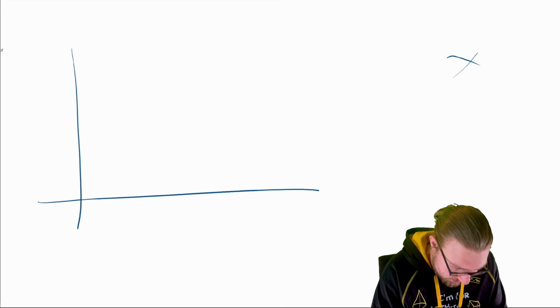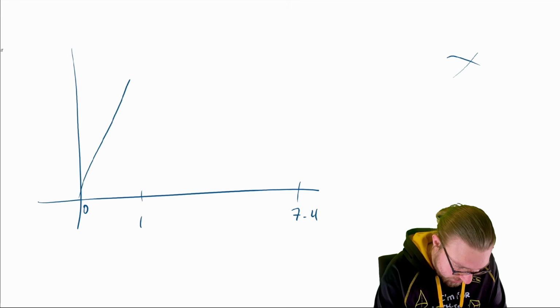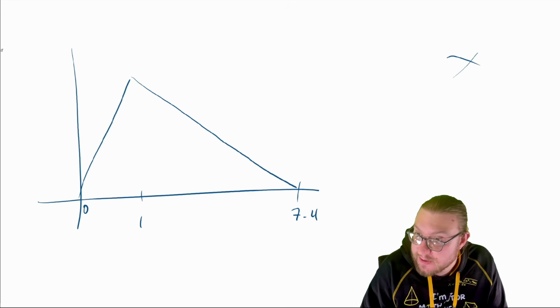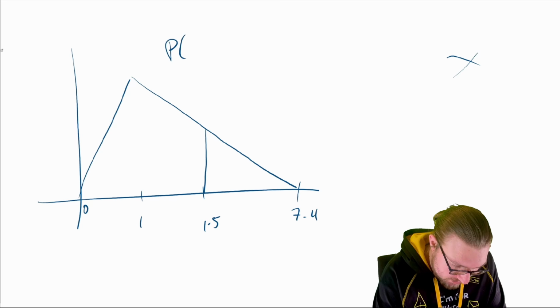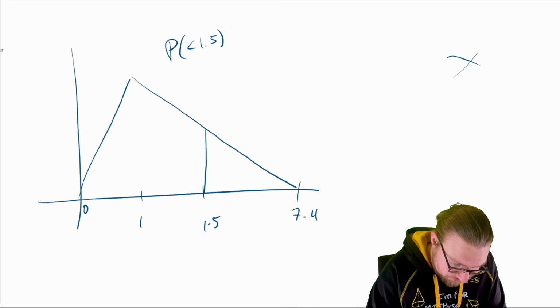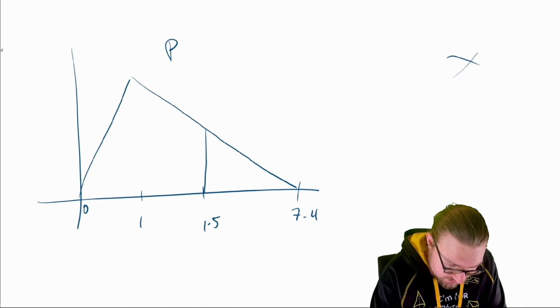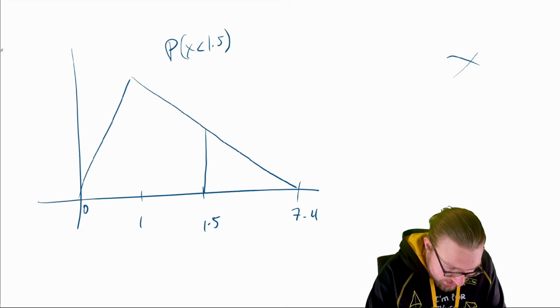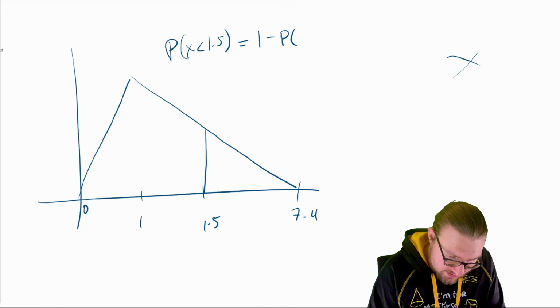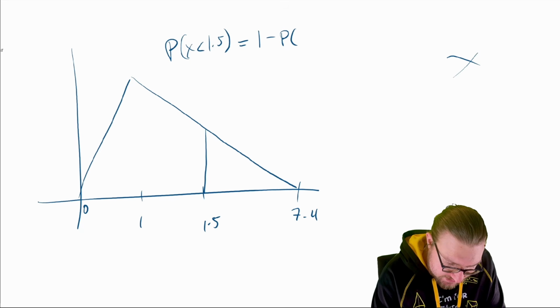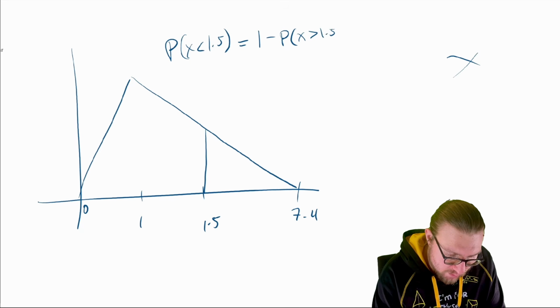Just real quick to do this question, we have 0, we have 7.4. 1 is the middle, so we have our distribution looking something like this, and we are interested in 1.5. The probability of less than 1.5. The x takes on values less than 1.5. So how do we do this one? This is the same thing as 1 minus the opposite, and the opposite is that x is greater than 1.5.